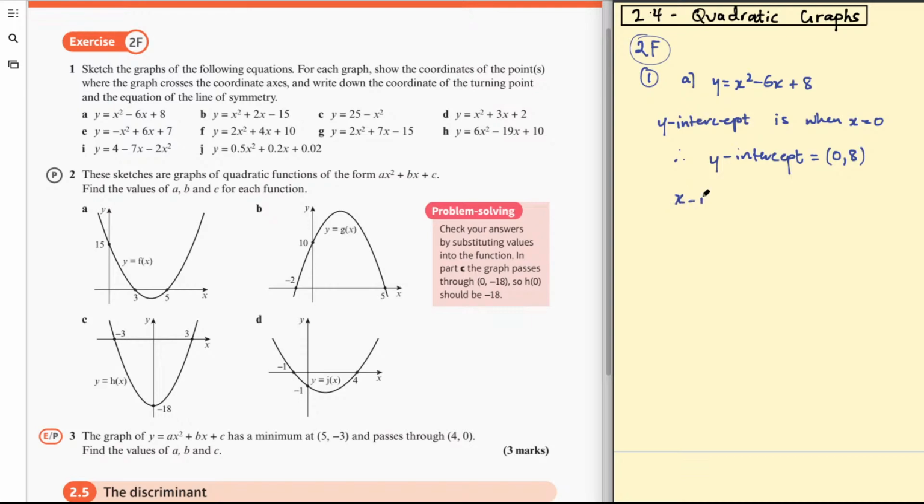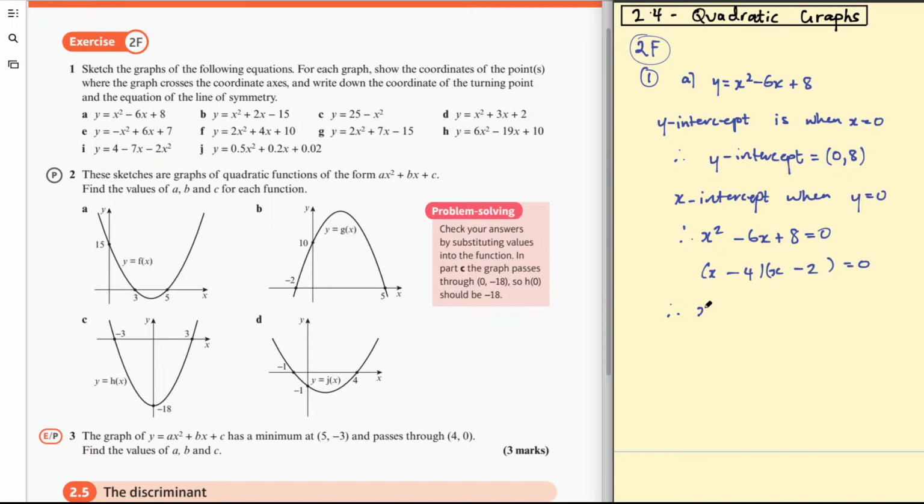So, x-intercept when y equals 0. So this is when x squared take 6x plus 8 equals 0. And then let's try to solve this quadratic as we have been doing all along. So are there factors of 8 that make 6, -6? I'm thinking of 4 and 2. So I can factorize this as (x - 4)(x - 2).